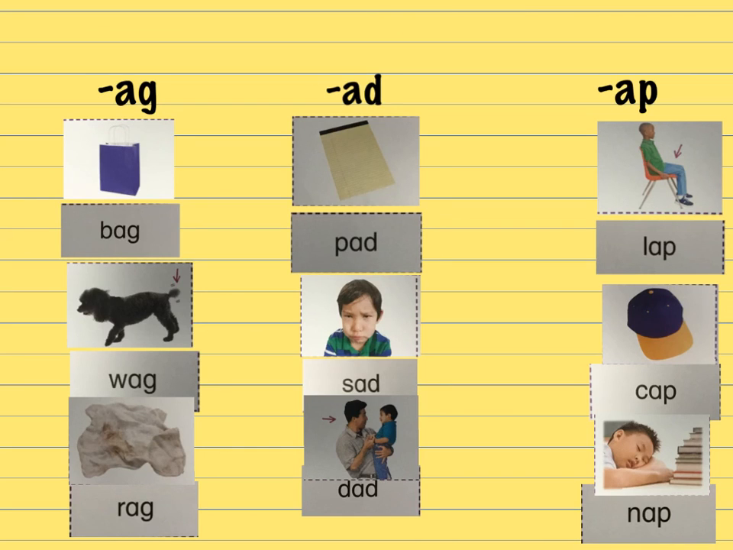Looking at our pieces in the ag AG family, we have bag, wag, rag. In the AD ad family, we have pad, sad, dad. In the AP app family, we have lap, cap, and nap.